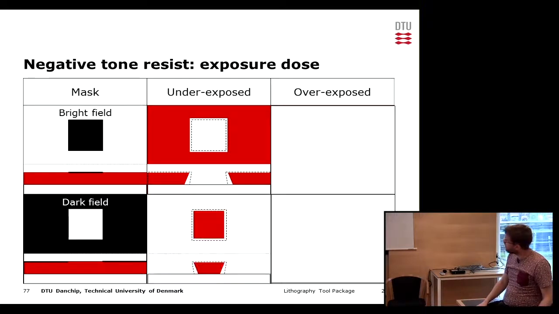And if we look at the dark field, smaller square, it's the same effect again. It's basically eaten away by the developer because the dose is too low. And the same thing with the sidewall. They're eaten away even more because the dose is too low. So what about overexposure then? What would happen there? The bright field should become smaller. Yeah, okay. And the sidewall angle?